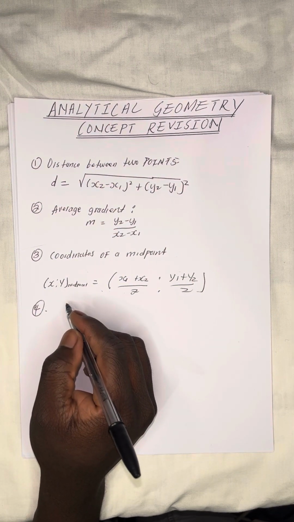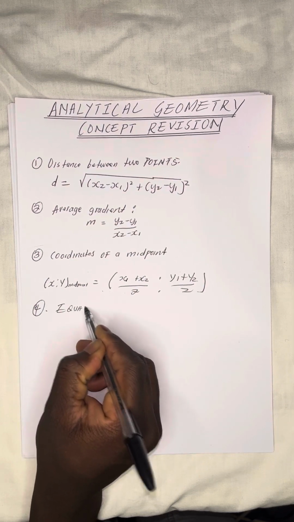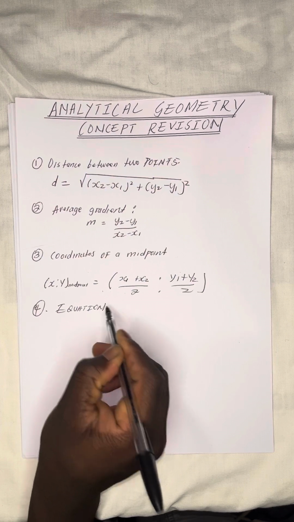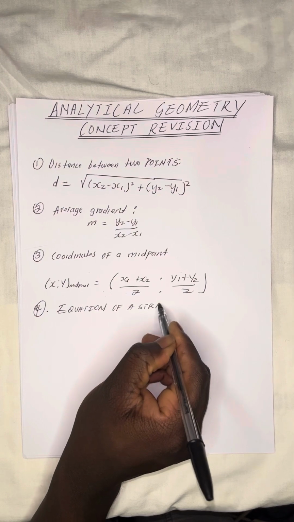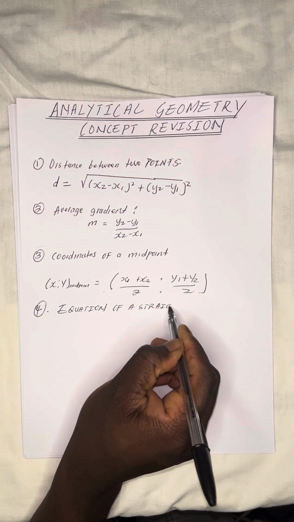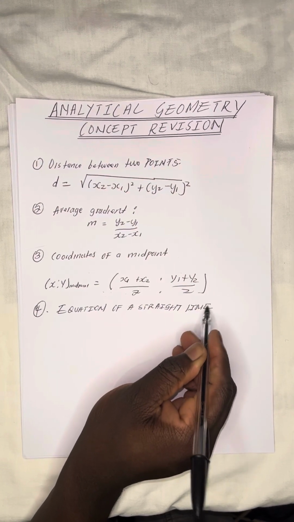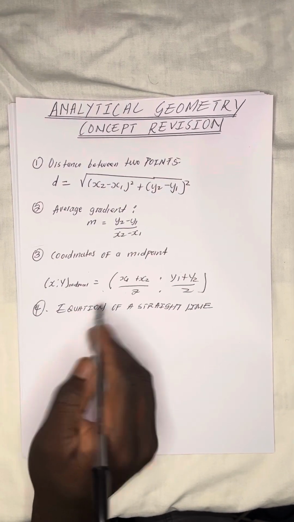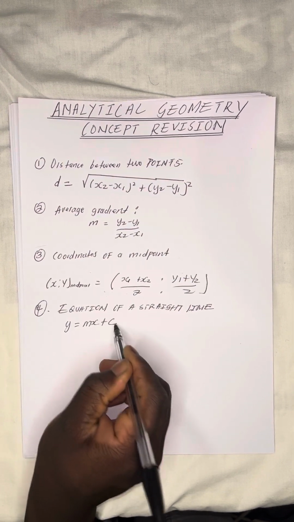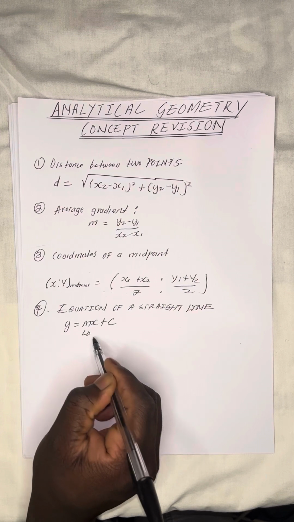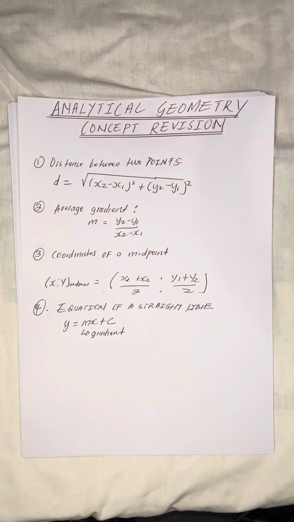Right, so let's now go to the fourth thing that you need to know, which is the equation of a straight line. The equation of a straight line is the basic thing that you know, which is y equals mx plus c. Now, what you need to know is that m represents your gradient that we calculated. So we already know how to calculate our gradient.